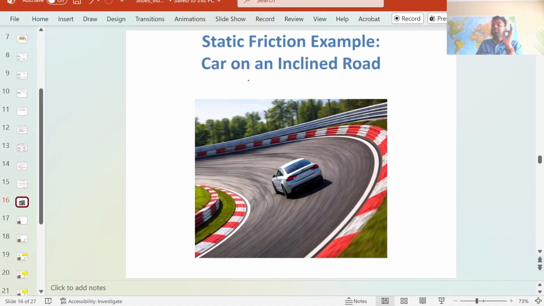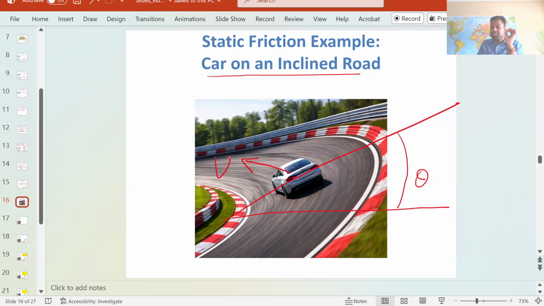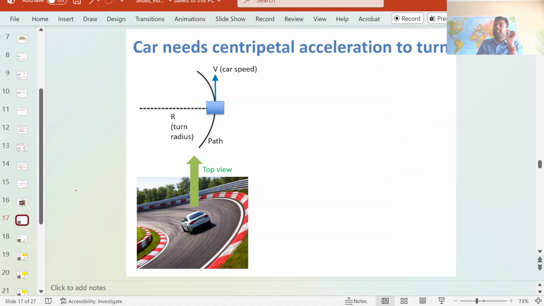Now, let us look at a very good example, a car on a race track, an inclined road. So this is the inclination, like this angle is theta. And the car is going like this, this is car speed v, right? So look at this example.